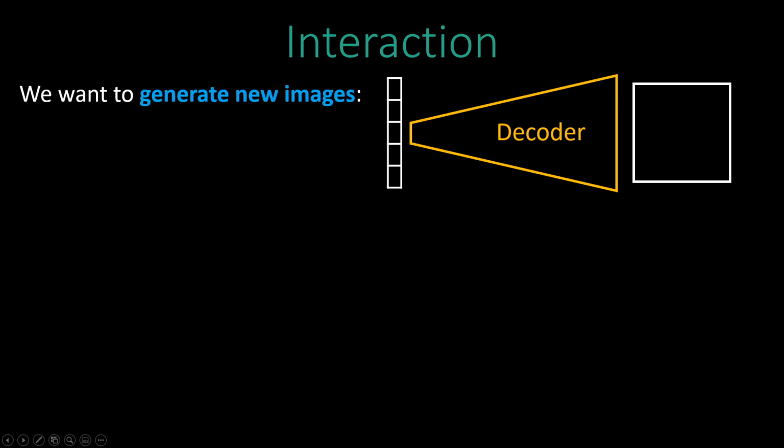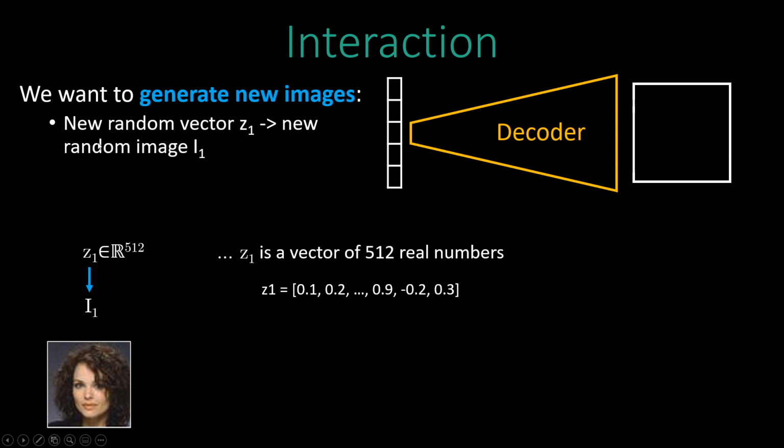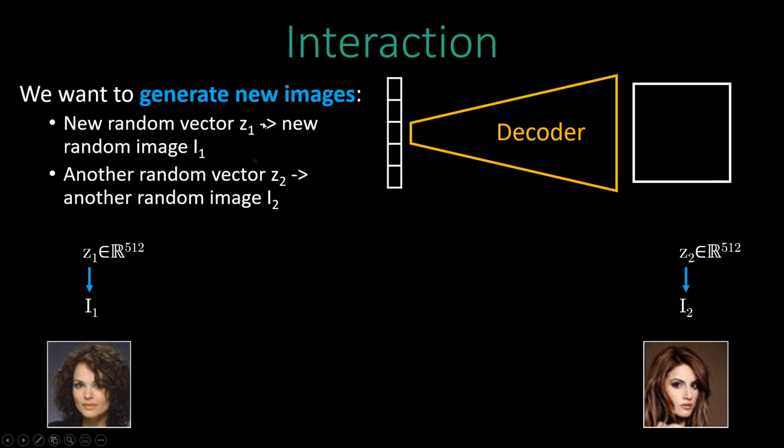Okay, so with some random vector z1, we will get a random image. Let's say this is 512 real numbers. The vector will be something like this, randomly chosen, and the decoder produces an image which will be, let's say, something like this. This is the basic operation with these models. If we throw different random vectors in here, let's say z2, which is the same dimensionality, we will have another image.